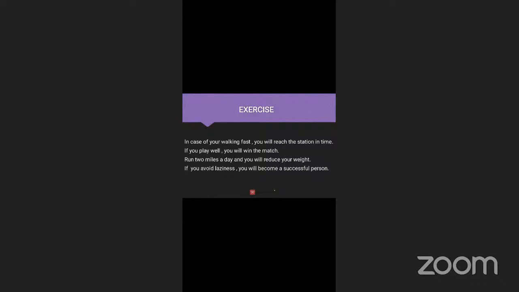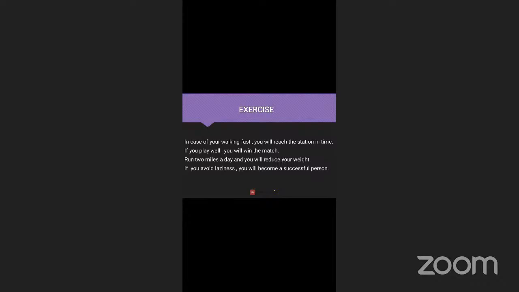See the second sentence, if you play well, you will win the match. That sentence is in complex form. In order to change that sentence into a simple form, you need to write in case of or in the event of. In the event of your playing well, or in case of your playing well, you will win the match. In case of, your should be there. When you change the sentence into a compound sentence, play well and you will win the match is the answer.